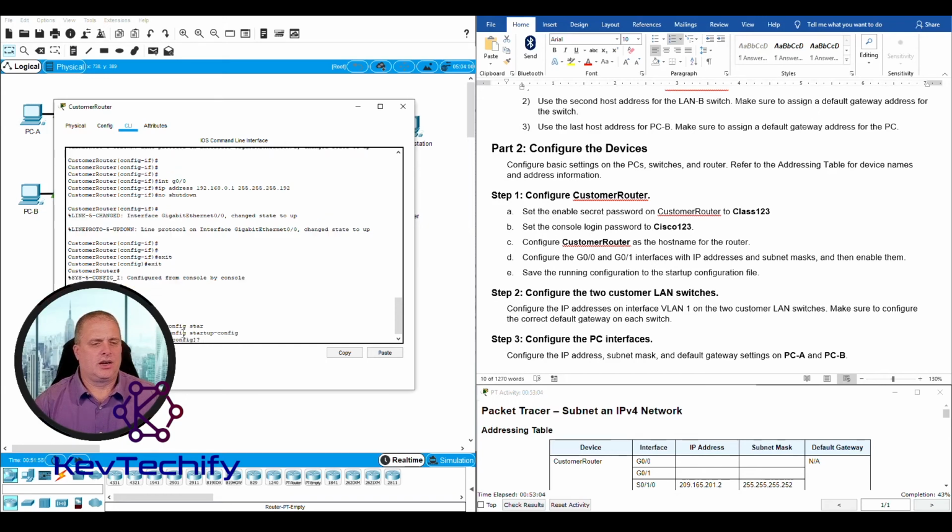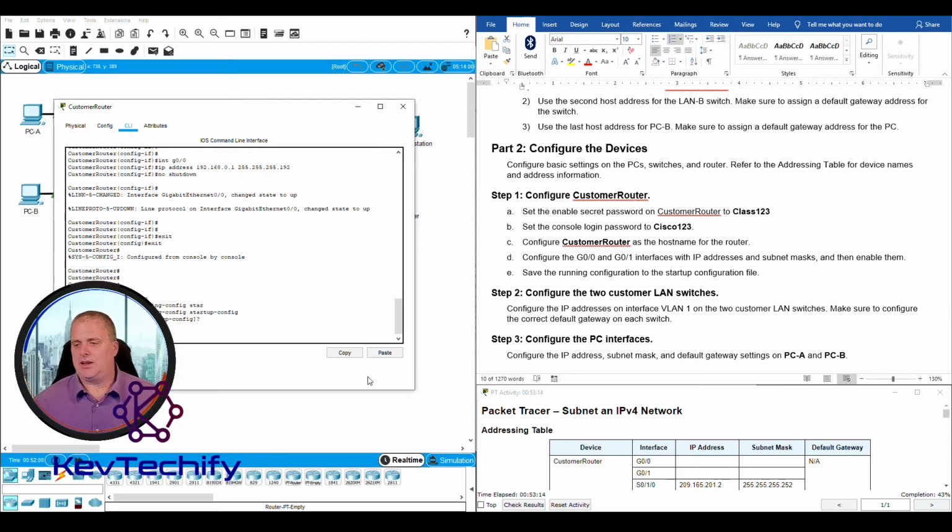I hit enter. They want to confirm that's the file name I want. Yep, that's the file that during boot up is going to be loaded into memory, the configuration file. Go ahead and save that. We have now saved that information.